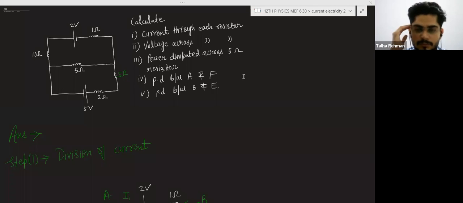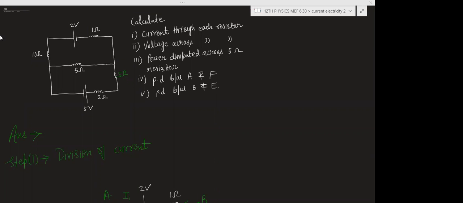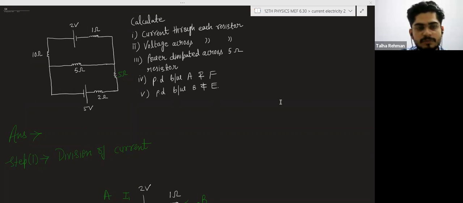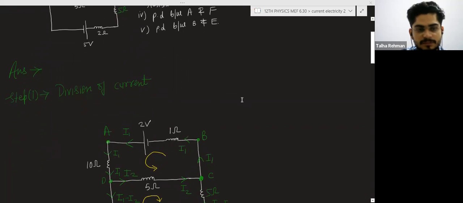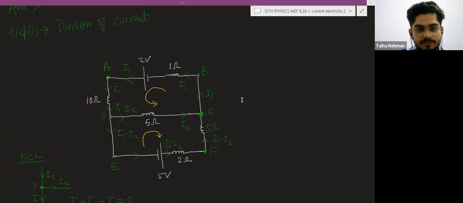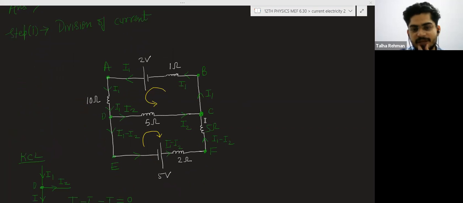Sir, can you scroll down? All of you, should I scroll down? Yes, sir. Okay. And please make the diagram properly. Show the direction of current properly. Okay. This yellow color arrow means we are moving anti-clockwise in the loop. Okay.